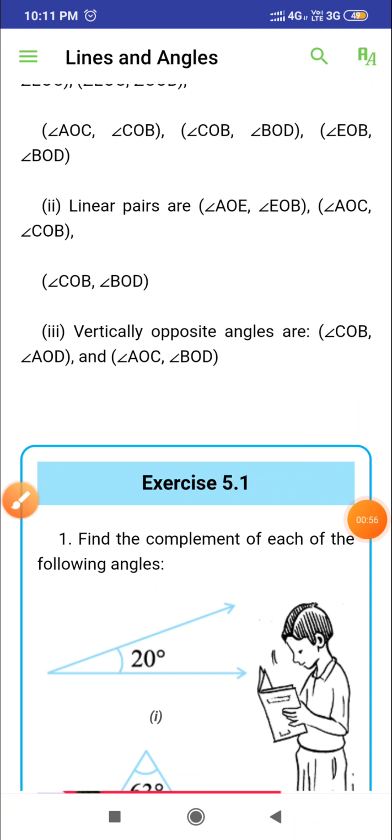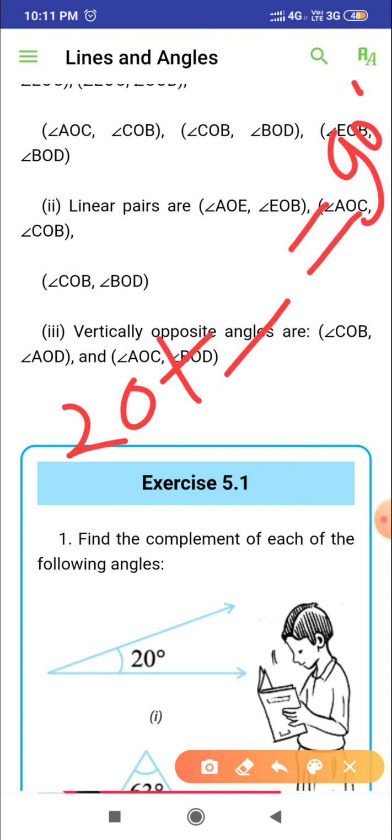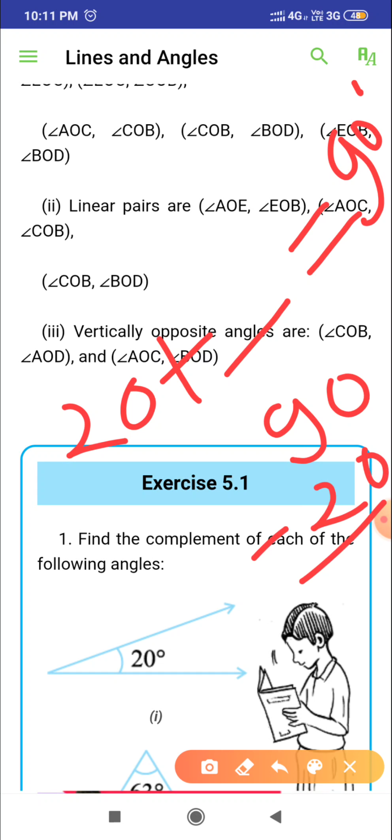As you can see here, in the first part the given angle is 20 degrees, and we have to add some angle so that their sum becomes 90 degrees. So 20 degrees plus dash is equal to 90 degrees. For this we have to subtract 20 degrees from 90 degrees. So we have 90 minus 20 and our answer is 70 degrees. So we can say that the complement of 20 degrees is 70 degrees.